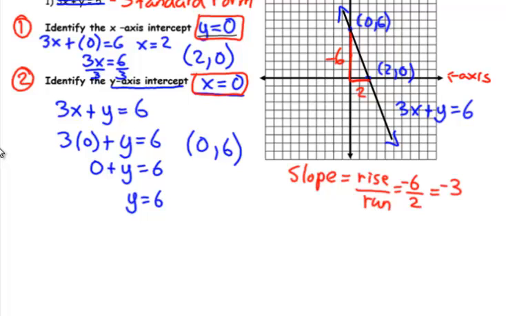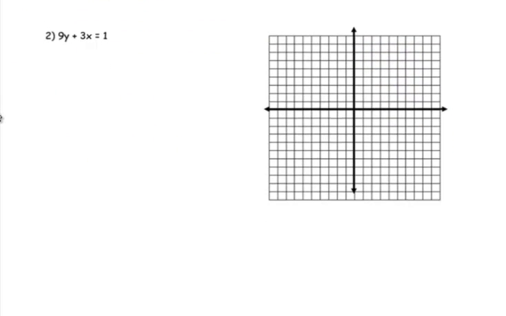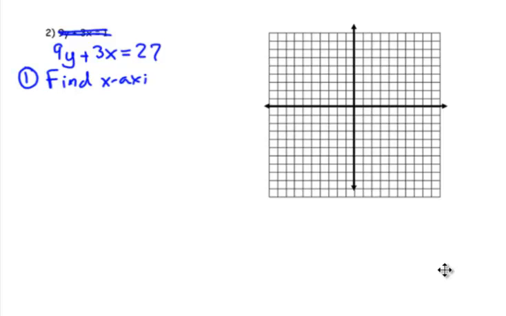Okay, let's try another one here. Let's look at example number 2. I want to change this here just to make the numbers work a little bit better for us. Let's make this 9y plus 3x equals 27. Okay, and our goal here is to graph this. All right, so number 1 is we want to find the x-axis intercept.